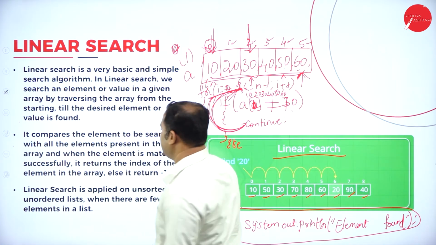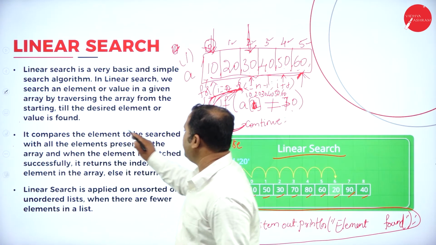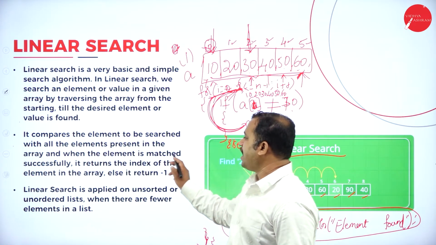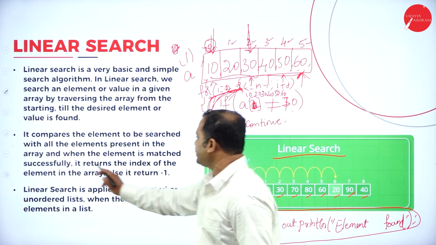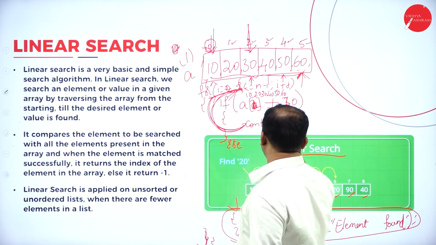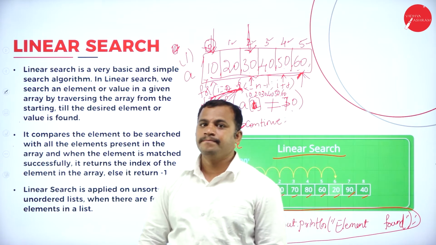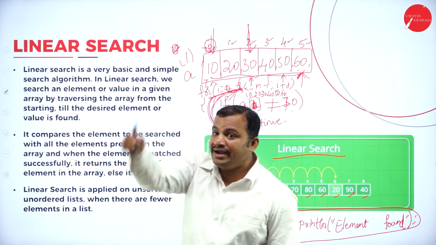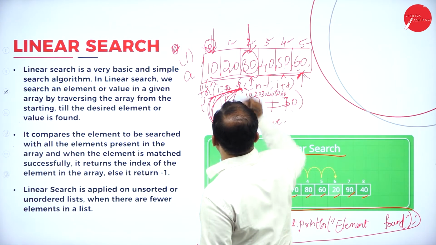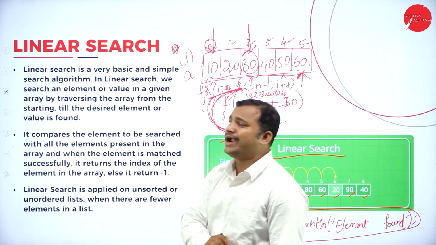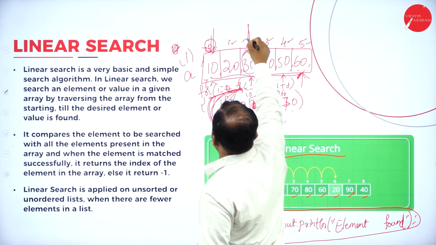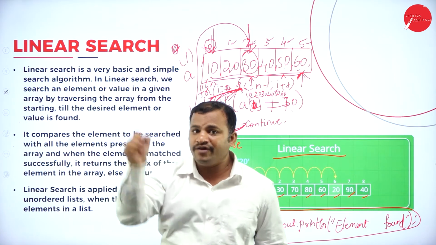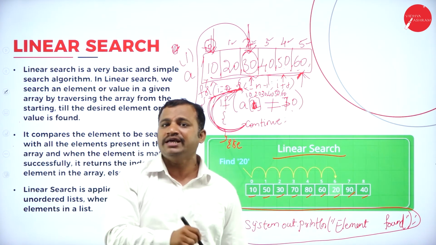The same thing is explained here. It compares the element to be searched with all the elements present in the array. When the element is matched successfully, it returns the index of the element in the array, else it returns -1. If the element is found in the list, it returns the index. Suppose 30 is the element to be searched. What is the index of that? 2 is the index, so it returns the value 2.